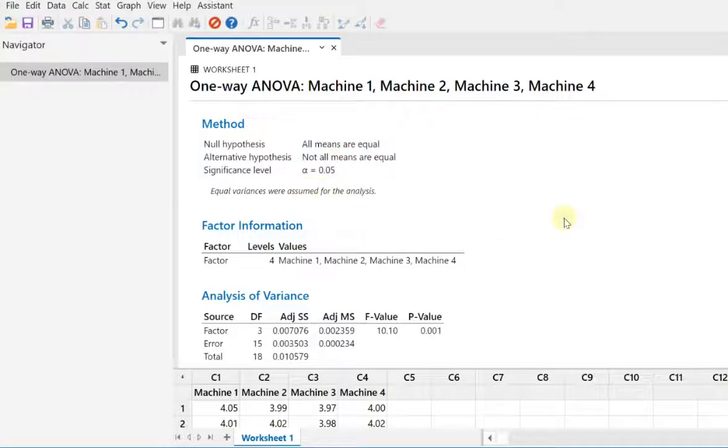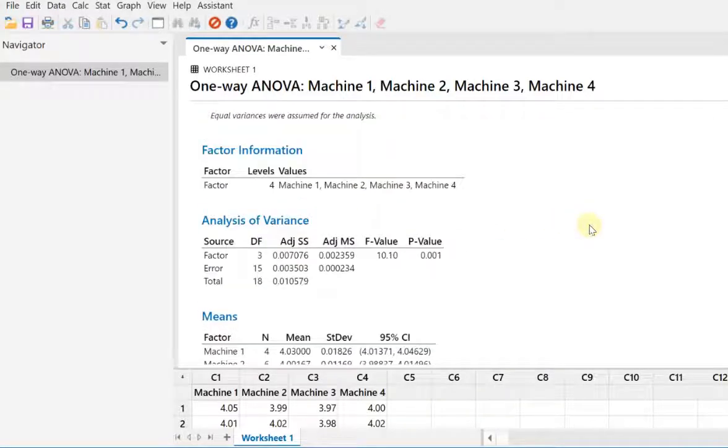Now, let's go to our factor information. Remember our factor? Here is our treatment, right? There are 4 levels of the factor. The levels are machine 1, 2, 3, 4. And that's it. The whole lecture was about this output. And this is our ANOVA, analysis of variance.